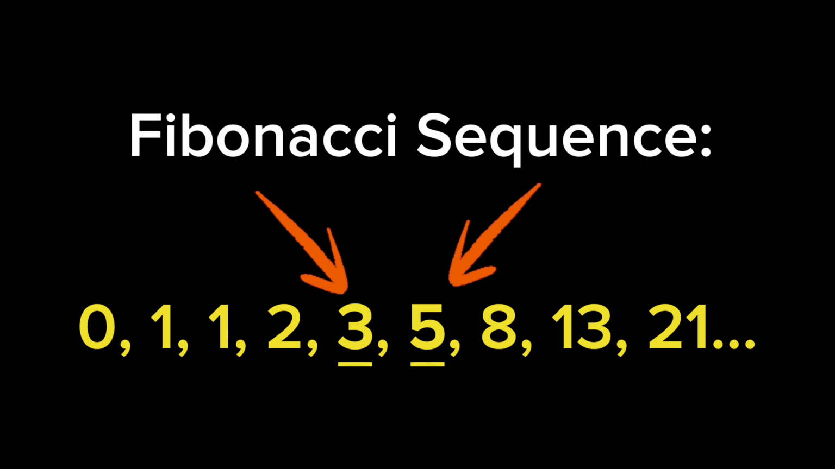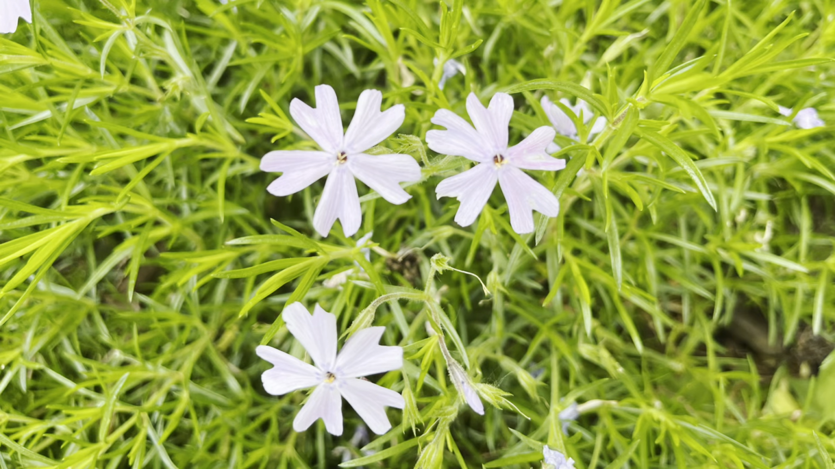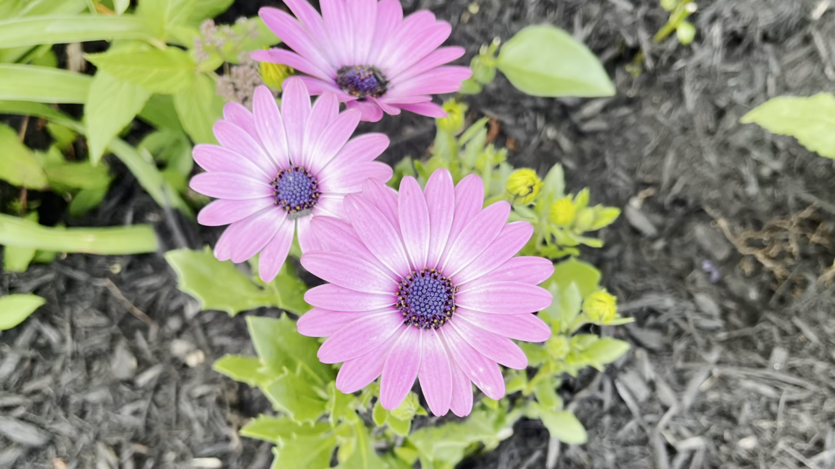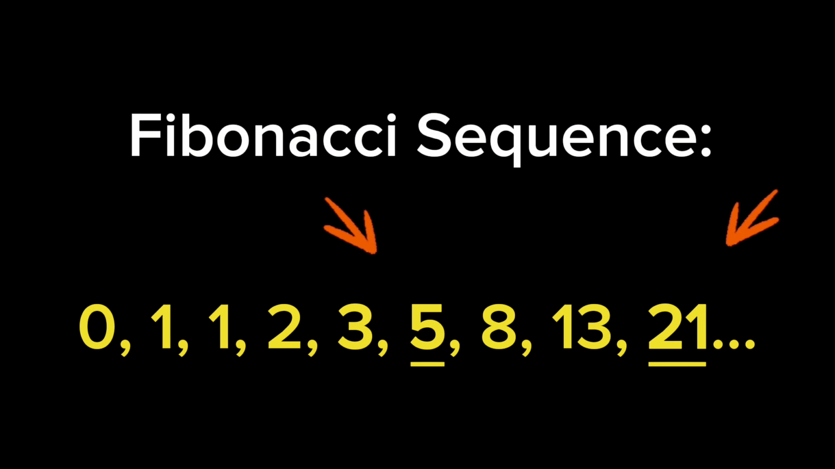Another example people often point to when discussing the golden ratio or Fibonacci sequence is flower petals. For example, lilies tend to have 3 petals, and buttercups typically have 5. Both 3 and 5 are Fibonacci numbers. I decided to take a walk around my neighborhood to see what flowers I could find. This flower I saw had 5 petals, and this daisy had 21. Both 5 and 21 are also Fibonacci numbers.